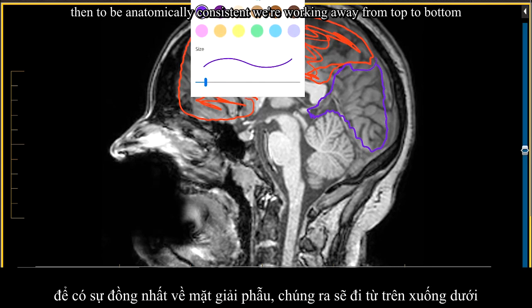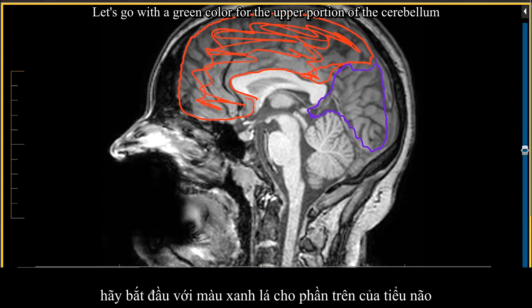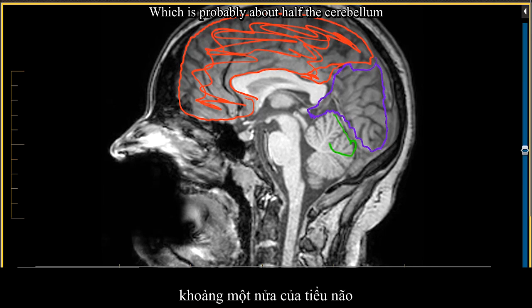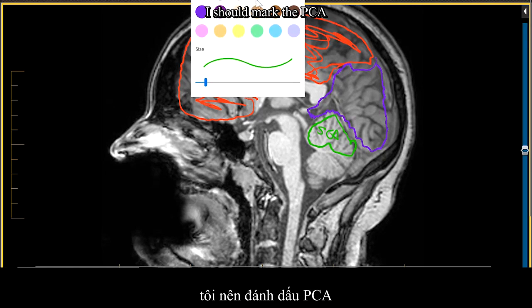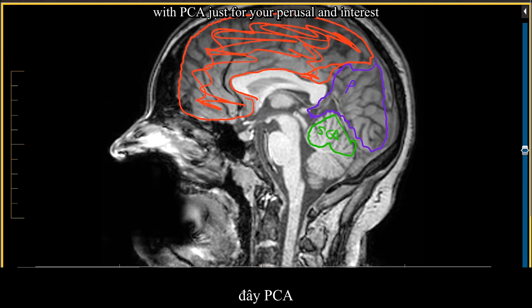Then, to be anatomically consistent, we're working away from top to bottom. Let's go with a green color for the upper portion of the cerebellum, which is probably about half the cerebellum. And that's going to be the SCA, or superior cerebellar artery. I should mark the PCA with PCA, just for your perusal and interest.